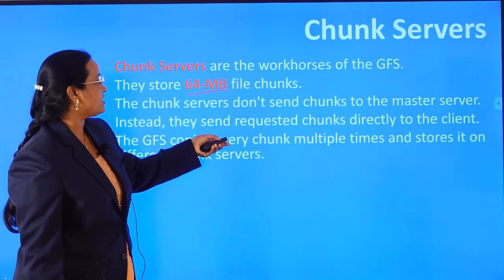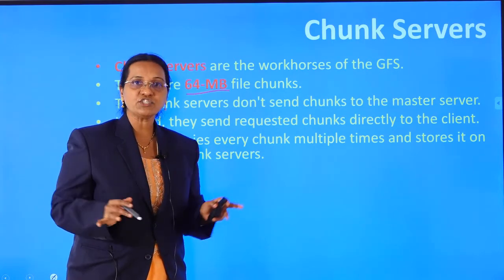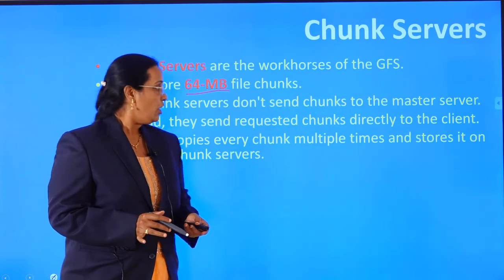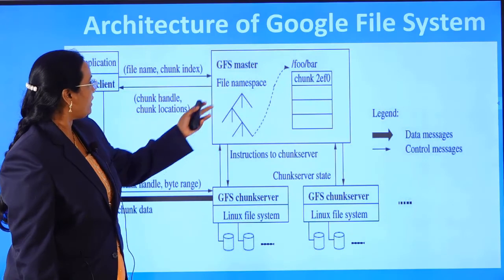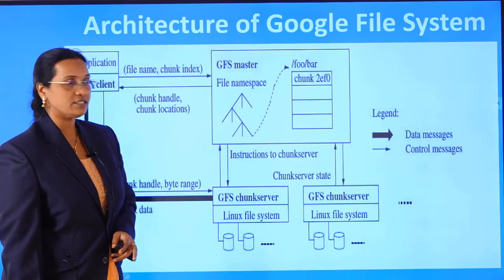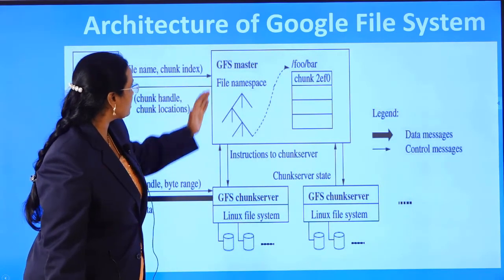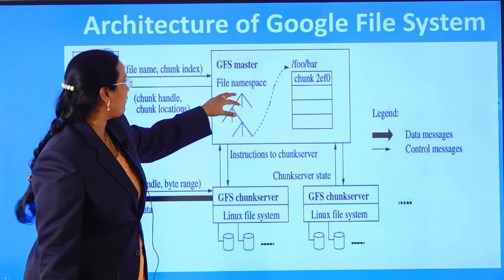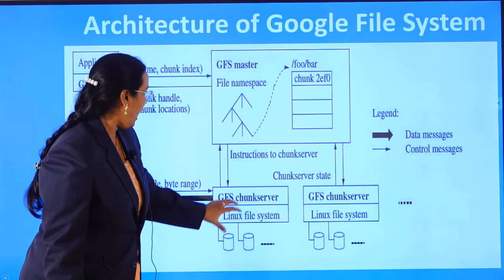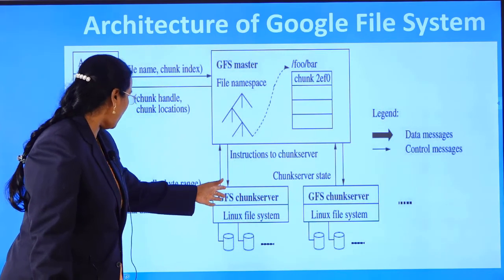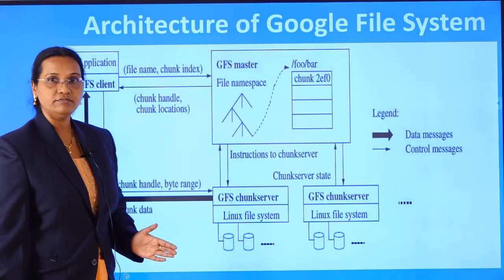They will send requested chunks directly to the client, and they will make a copy of all these transactions within the GFS. That is called replicas. So in this fashion the Google File System works. You have an application client, and we have a GFS master, which keeps all the meta information, that is called the file namespace, etc. And we have chunk servers, and the chunk servers perform the read and write operations and provide the requested data to the client, that is called chunk data, in this fashion.